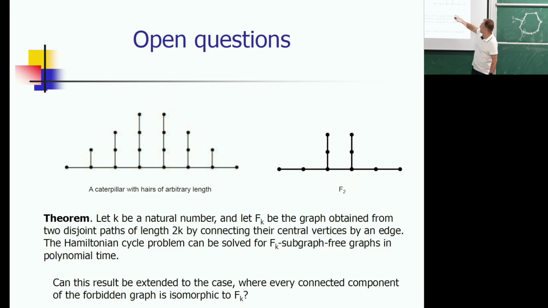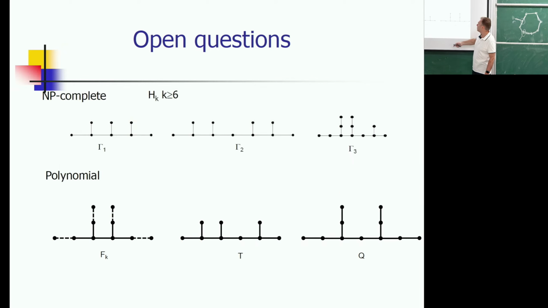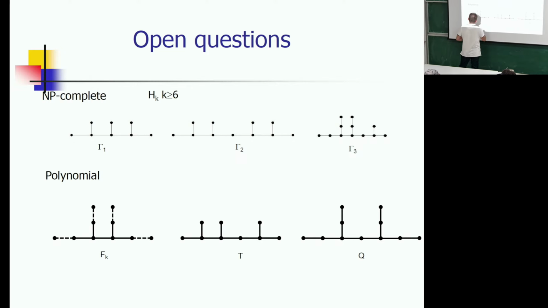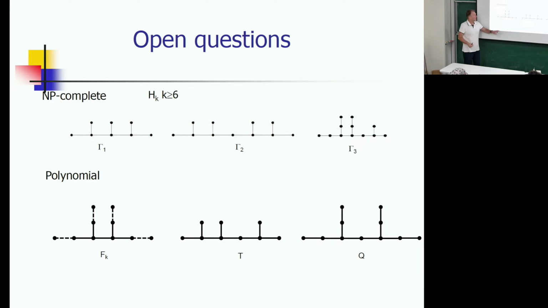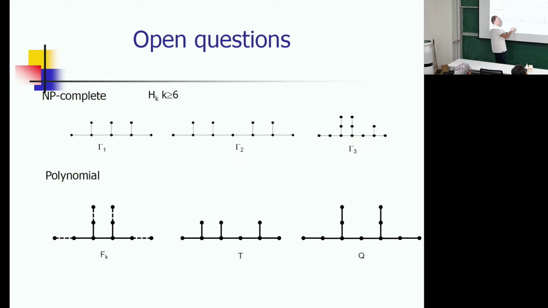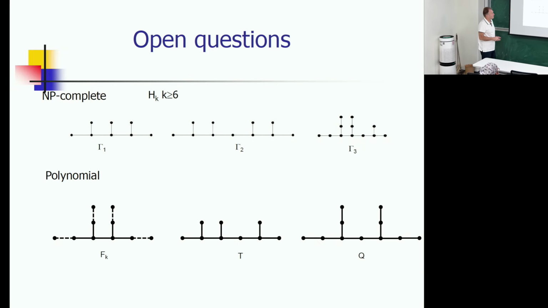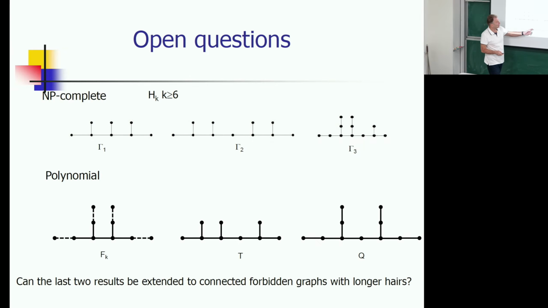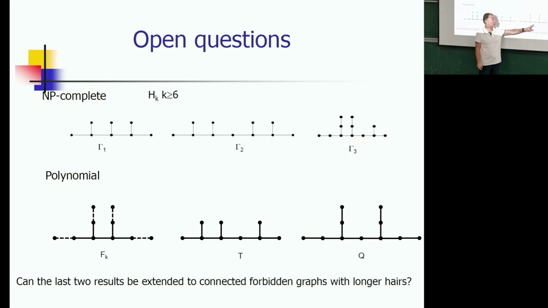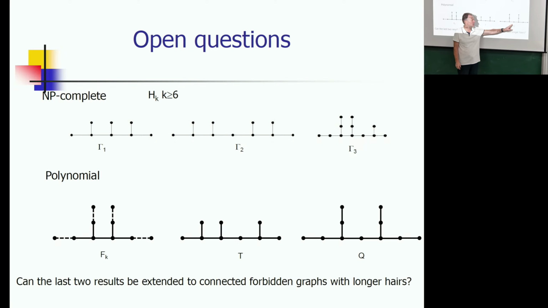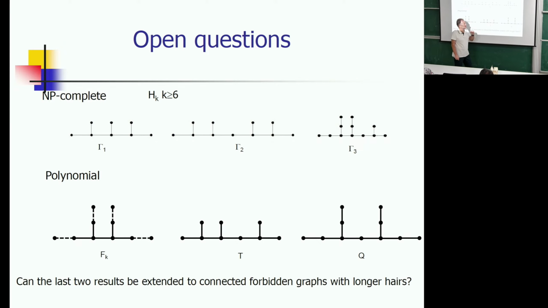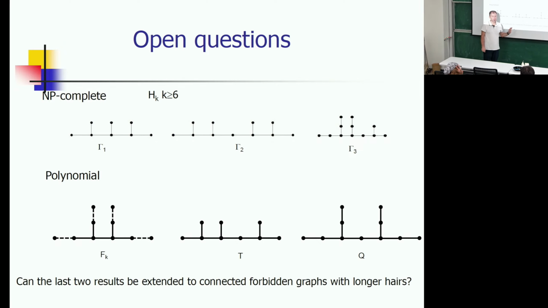Also, when we talked about this graph Fk, we didn't care about the length of the hairs of the branches. For each value of k, we have a solution. Here we have to be careful, because if we extend this guy a little bit here, here, and here, we obtain a graph where the problem is NP-complete. So can the last two results be extended? By the way, for this result, the polynomial time solution for when we exclude this guy, the approach is completely different.